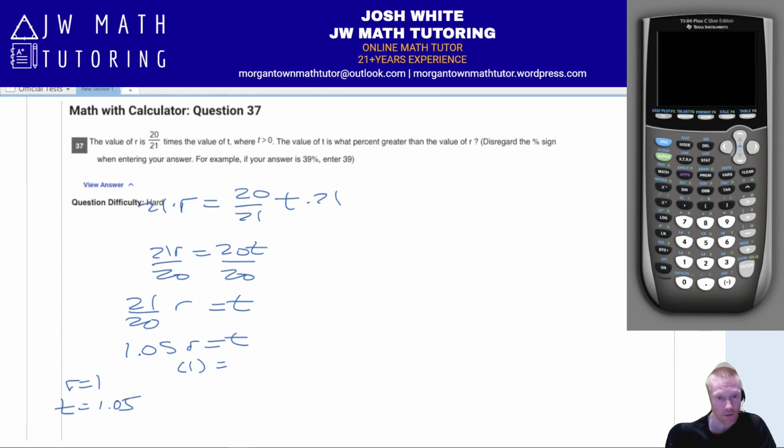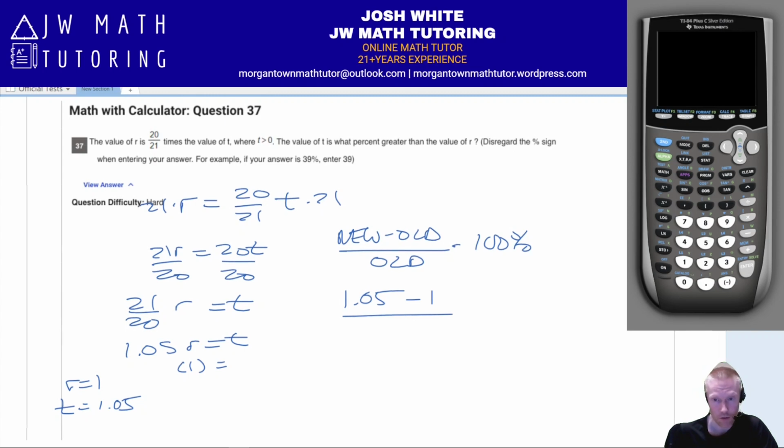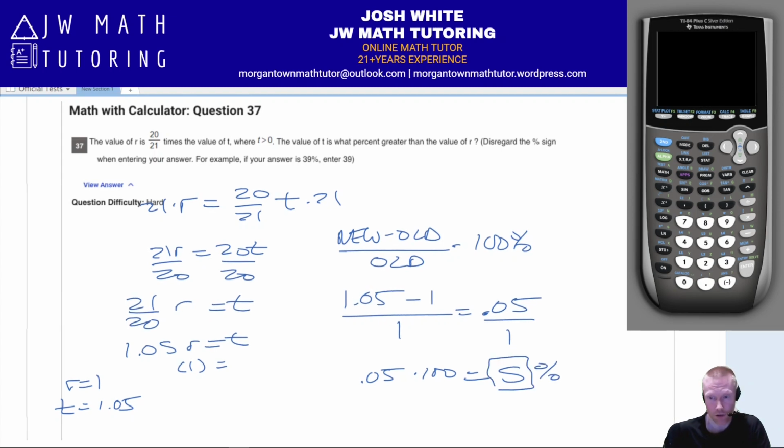Now it says t is what percent greater than the value of r. To find the percentage change, when it says something is what percent greater than something else, you do new minus old divided by old, and then times 100%. We're not going to enter the percent sign, but we do need to multiply by 100. Our new is 1.05, and the original is 1. Divide that by 1, and we get 0.05 divided by 1, which is just 0.05. Multiply that by 100 and you get 5. Again, you don't enter the percent sign, so the correct answer to this question is 5. In other words, the value of t is 5% more than the value of r.